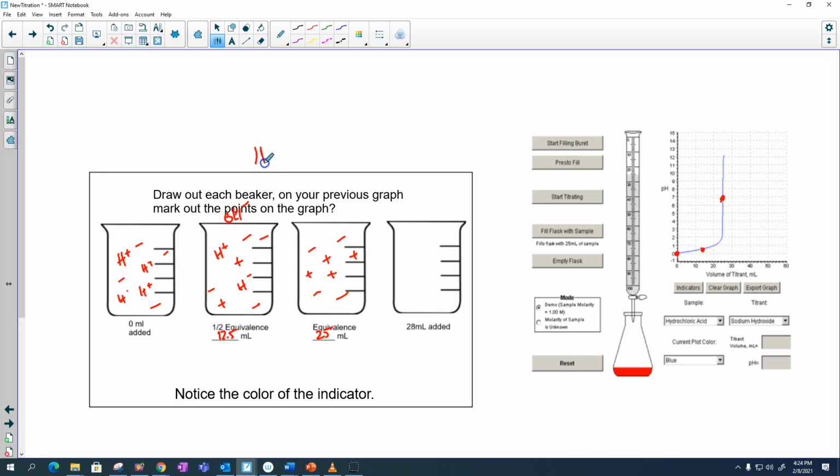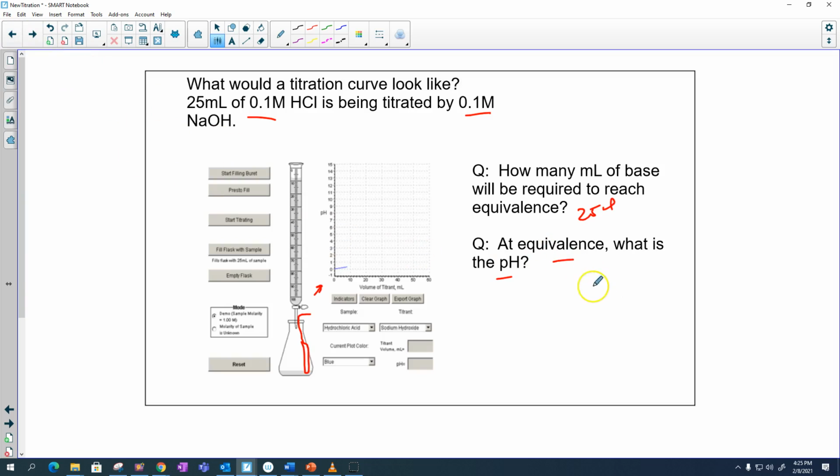You'll note here, HCl plus NaOH yields NaCl plus water. I don't always show the water because the whole beaker's water. This is a strong acid, strong base, so this is a neutral cation, neutral anion. So my pH at this point is going to be neutral because my salt is neutral.